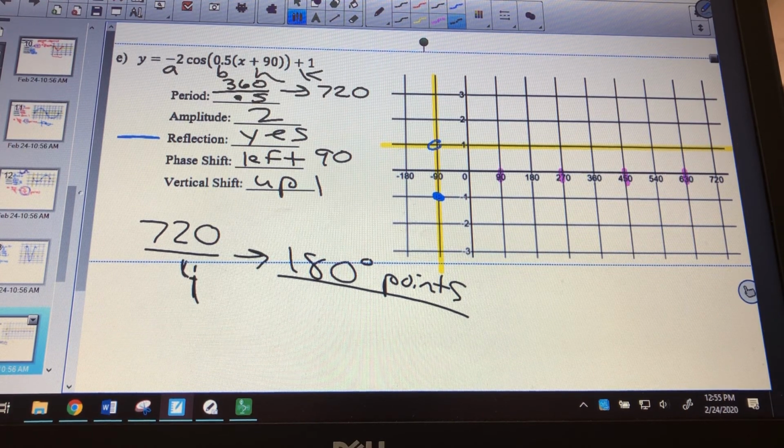And then our next point is on the midline, since this is cosine. Our next point is that maximum, so 2 above the midline. And then we work our way back down. So then we're back on the midline. And then to end, we are 2 below the midline because that's how we started. And there you go.